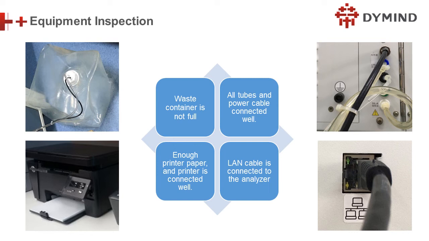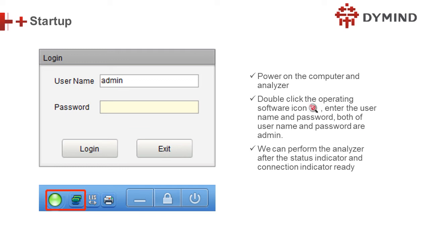Check the indicators. There are two indicators here. And the startup. For startup we use the password, which is the same as the account name, but we can change it. If you want to switch the account, click this lock, and you can change it to the service account or some other account. The service account is only for engineers, and the password is special. So please get the password from our engineer.